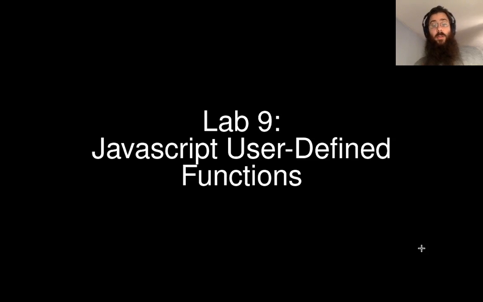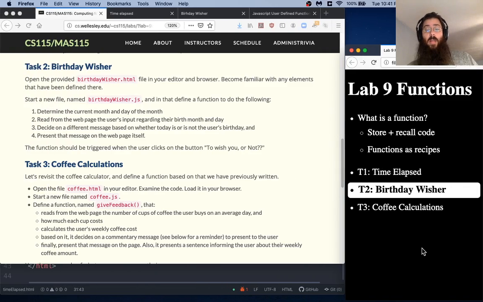Hello, this is part 2 of the video for Lab 9 on JavaScript user-defined functions. We left off talking about this time elapsed function and finished that up. Now I'm going to talk about task 2, the birthday wisher, which is just another user-defined custom function.